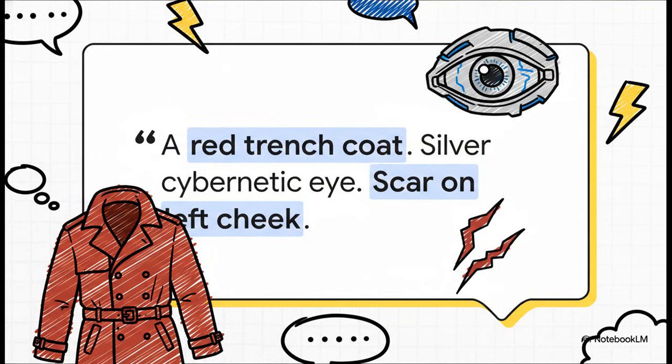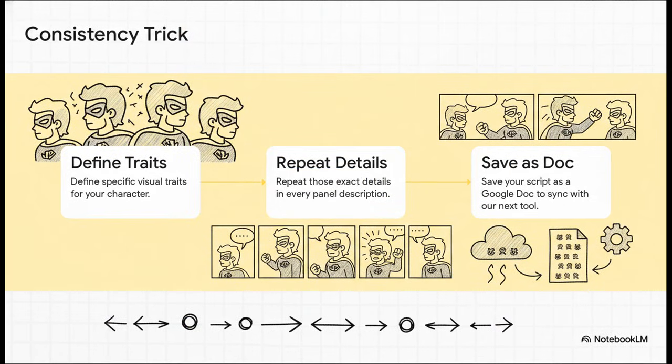You need to be super specific. I'm talking this level of detail. Don't just say a detective. No. Give them a red trench coat, a silver cybernetic eye, a scar on their left cheek. Think of these details as anchors, concrete things the AI can grab onto to rebuild your character perfectly every single time. And here's the real magic trick: repetition. It sounds almost too simple, but it works.